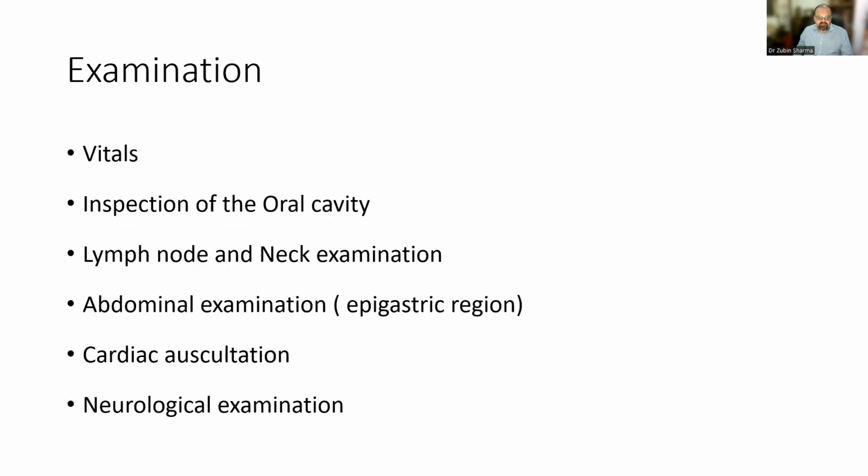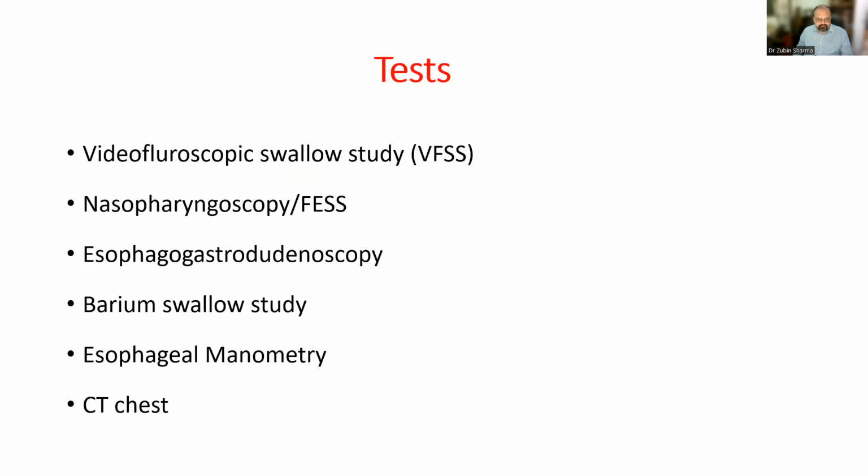Now, in examination, obviously we have to do the full detailed examination, but the most important thing is your neck examination. If you can find some lymph nodes around the neck area, you will have a more solid diagnosis. In the epigastric area, you can sometimes find masses. In patients who have a large left atrium, you can have murmurs, and you should auscultate them at least once. And of course, without saying, neurological examination is definitely a must when you are facing a diagnosis of dysphagia.